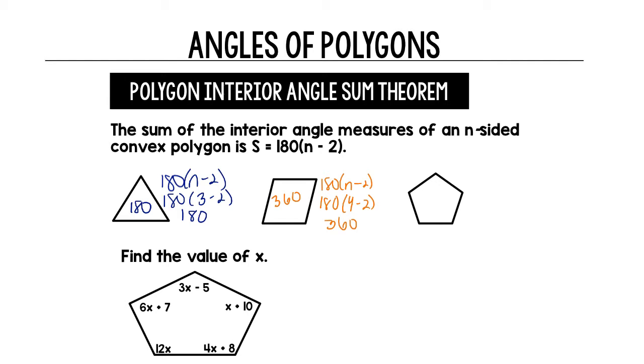We have a pentagon with 5 sides. 180 times n minus 2 is our formula again. 5 minus 2 is 3. So this one, the interior angles are going to add up to 540 degrees.